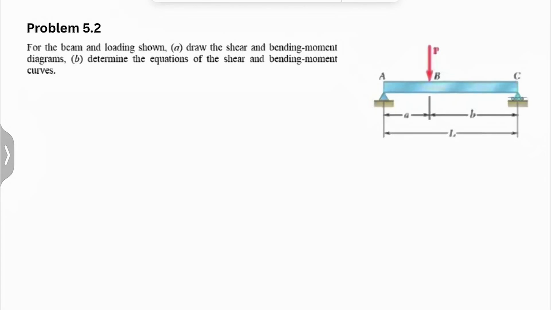Okay, so welcome back. Let's solve another question from the fifth chapter of Mechanics of Materials by Johnston, and we need to draw the shear and bending moment diagram and also determine the equation of the shear and the bending moment curves. So we can see on the right hand side our beam, as I talked about in the first video about this. We're always going to start with the free body diagram to find out the reactions that we have at each of these supports.